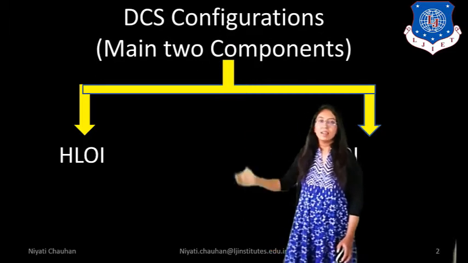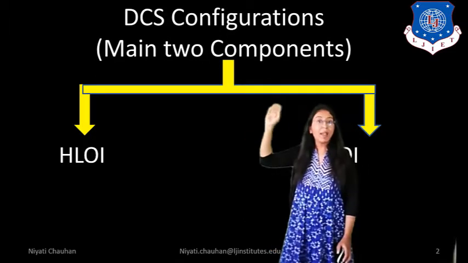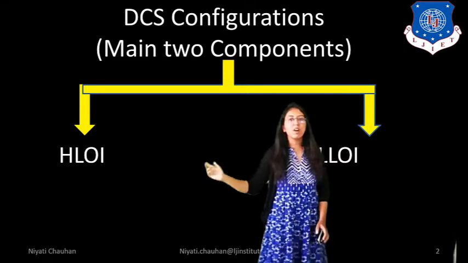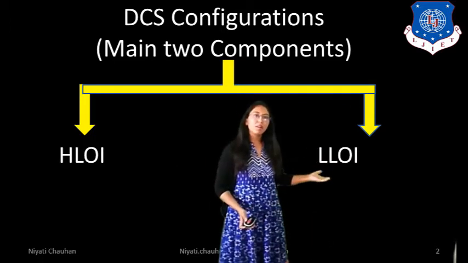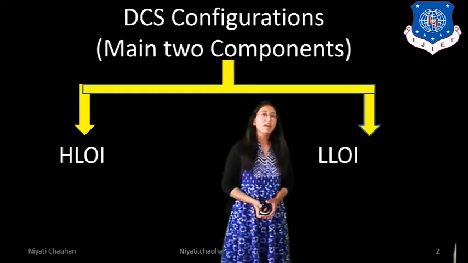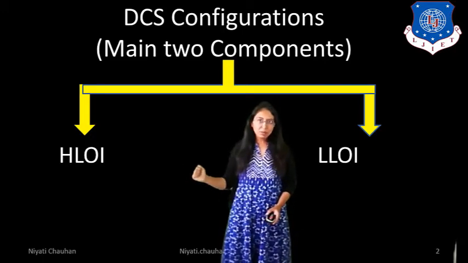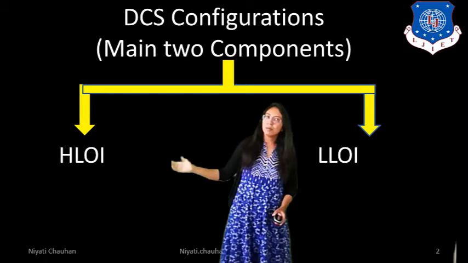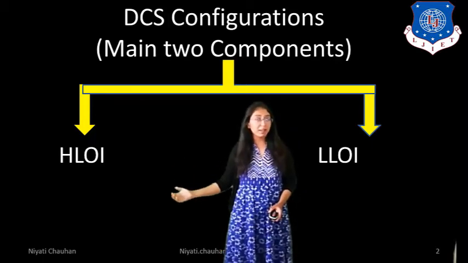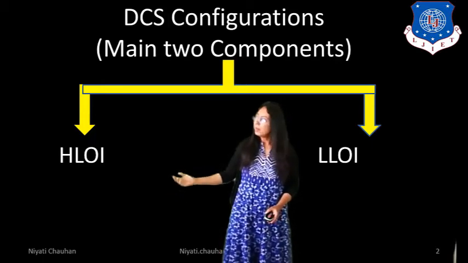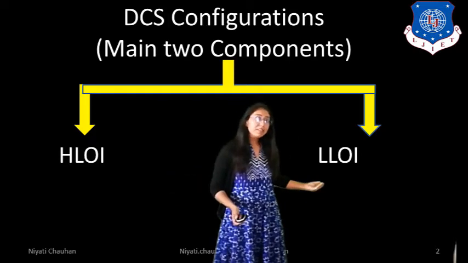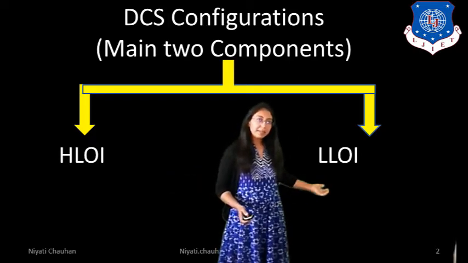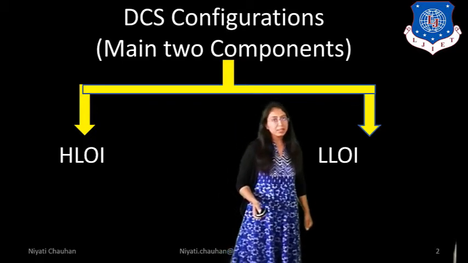We know that DCS configurations have two main components. First, the high-level operators interface and the low-level operators interface. In the high-level operators interface, video display, keyboard and peripheral devices are available, and displays are also available. Next, we will see the low-level operators interface. So let's start.